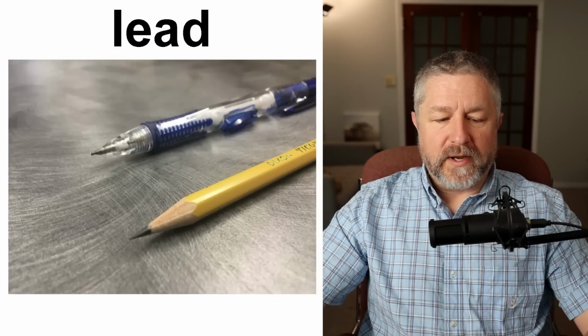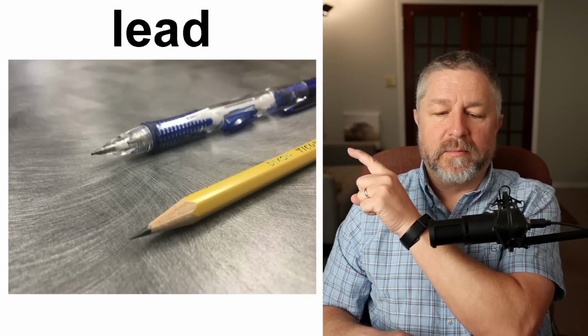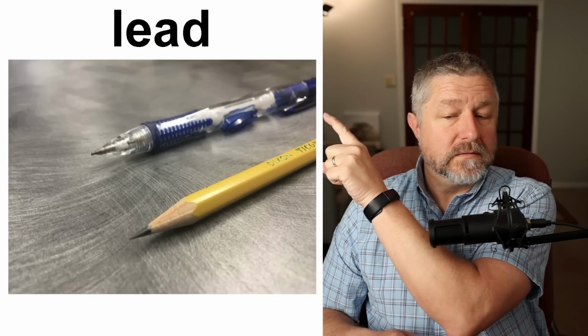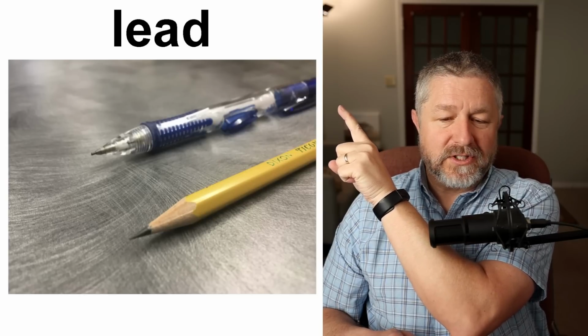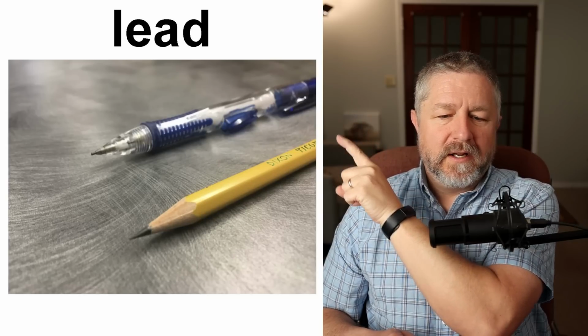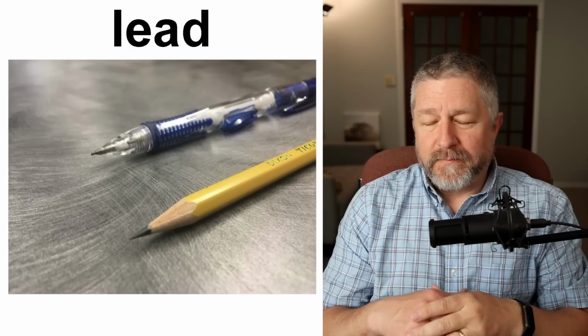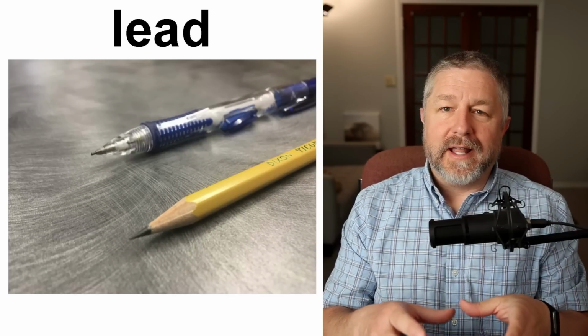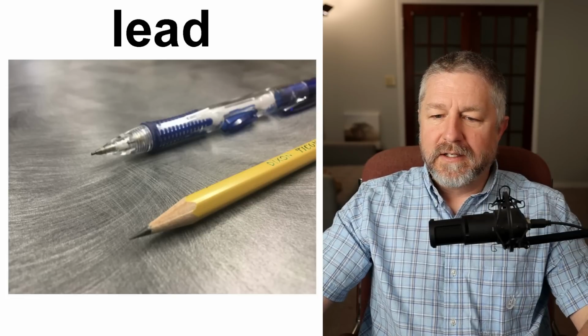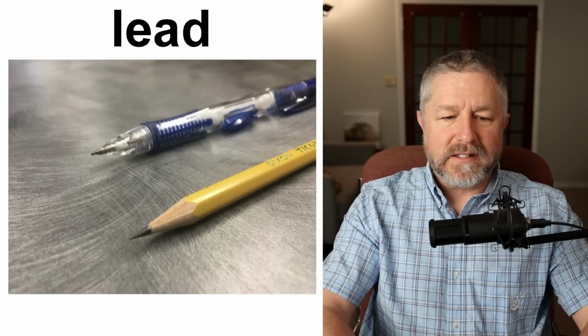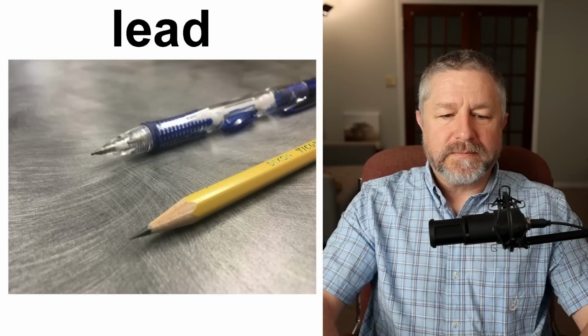Lead. So if you have a pencil, whether you have a normal pencil or a mechanical pencil, sometimes scientists and mathematicians will use a mechanical pencil, they will have lead inside. Now, it isn't actually lead. We call it lead, but I think it's actually graphite. What is inside a pencil?